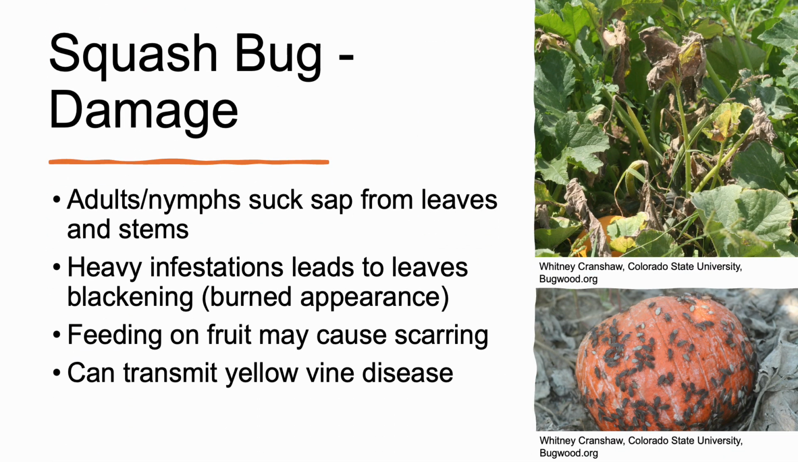As squash bugs feed, plant damage becomes more severe. Both adults and nymphs feed by sucking sap from leaves and stems. Heavy infestations can cause leaves to blacken and take on a burned appearance, as can be seen in the top image. Feeding on fruit may lead to scarring, as can be seen on the bottom image of squash bugs feeding on a pumpkin, and squash bugs can also spread yellow vine disease.